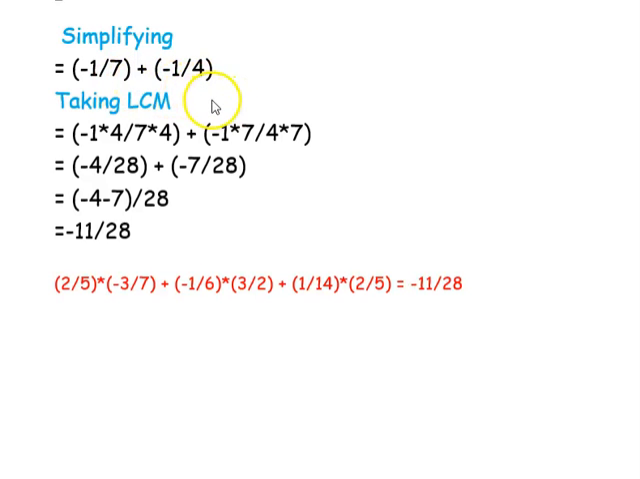Now we have different denominators and we want to perform addition, so we are taking the LCM. So (−1 × 4)/(7 × 4) plus (−1 × 7)/(4 × 7). That is −4/28 plus −7/28. Now the denominator 28 is common, so we are adding the numerators: −4 plus −7 is −11, so −11/28. So our answer for this question is −11/28.